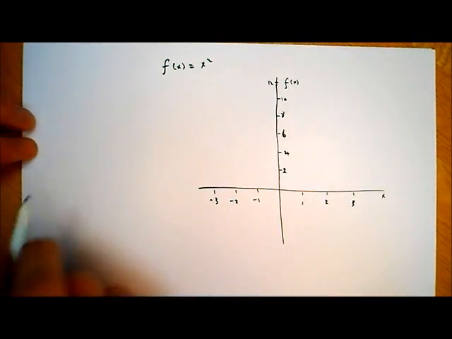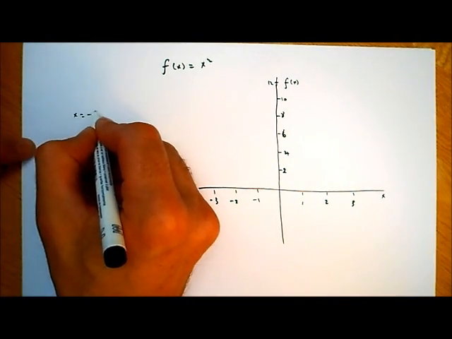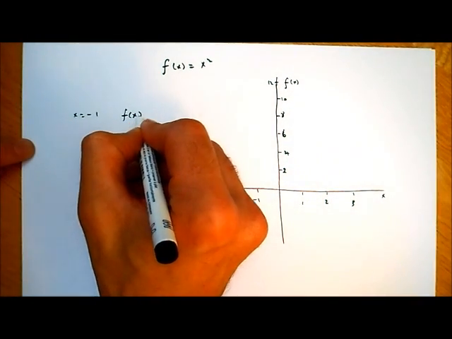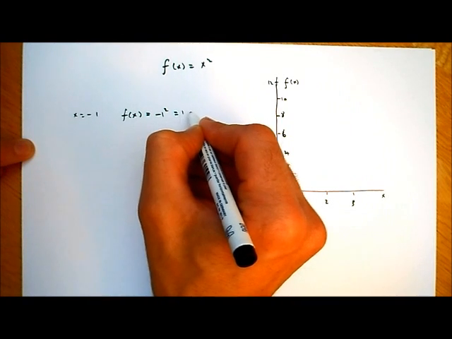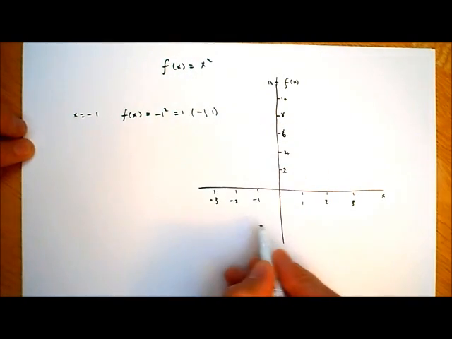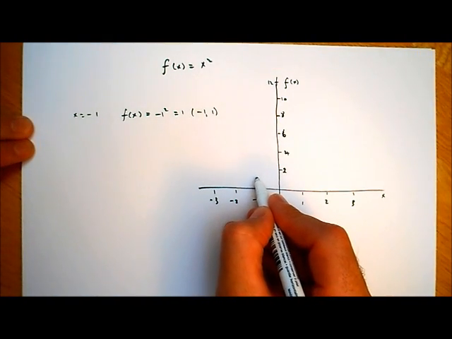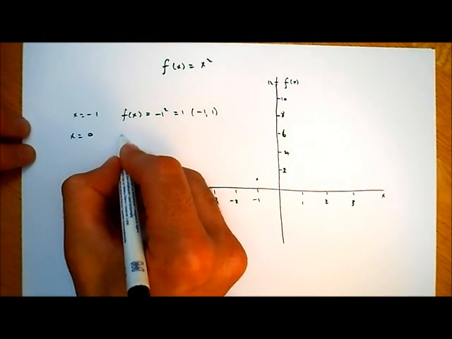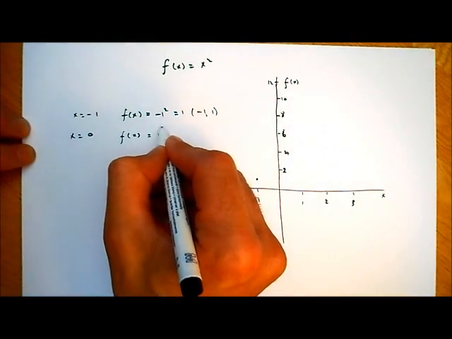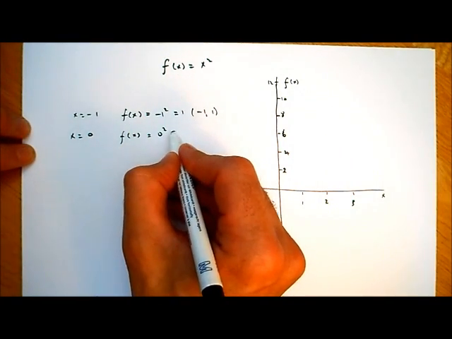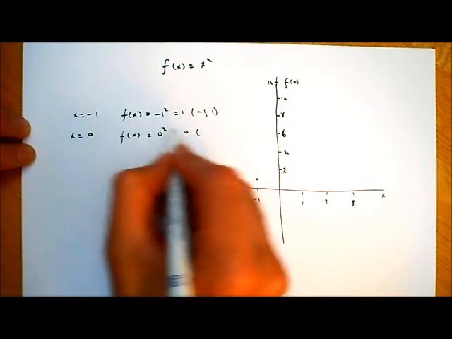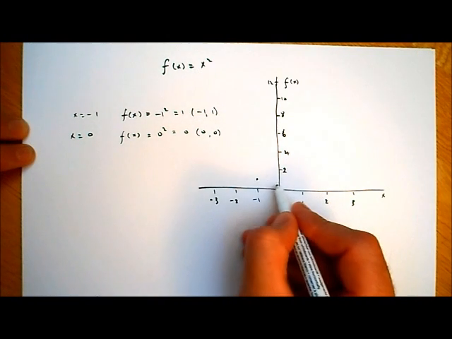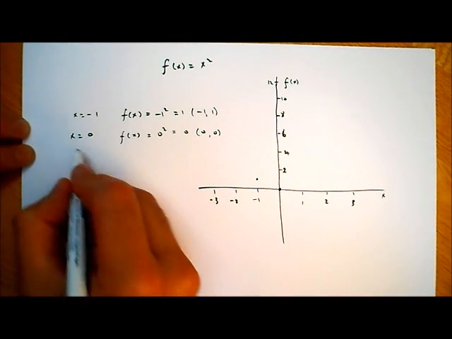Okay, so f of x is equal to x squared. Let's say when x is equal to minus 1, f of x would be minus 1 squared, which is 1. So the point minus 1, 1 is on the graph, which would be just here. When x is equal to 0, we have f of x is equal to 0 squared, which is 0. So the point 0, 0 is on the graph this time.